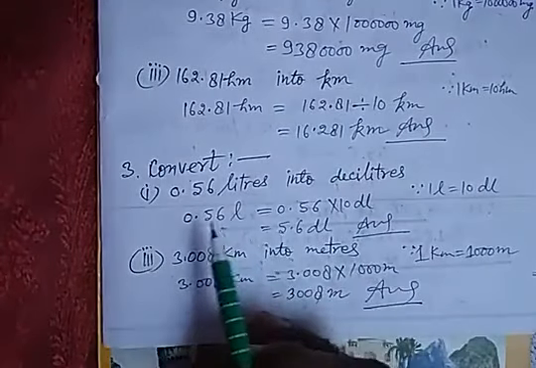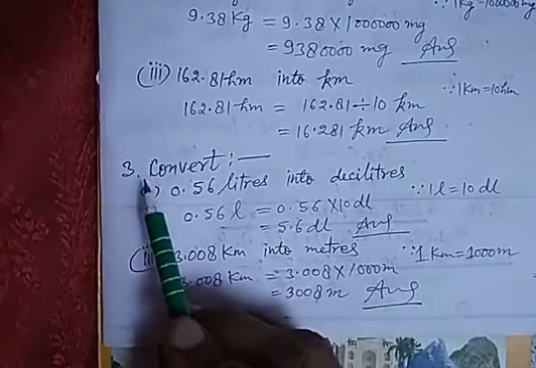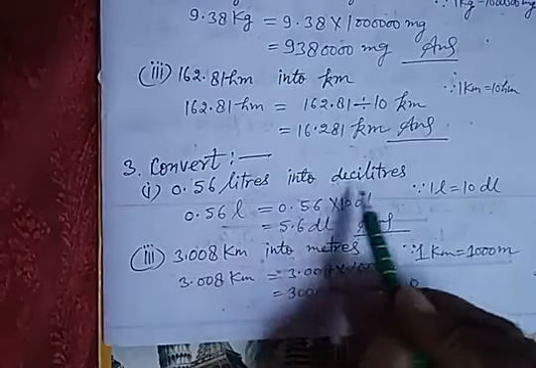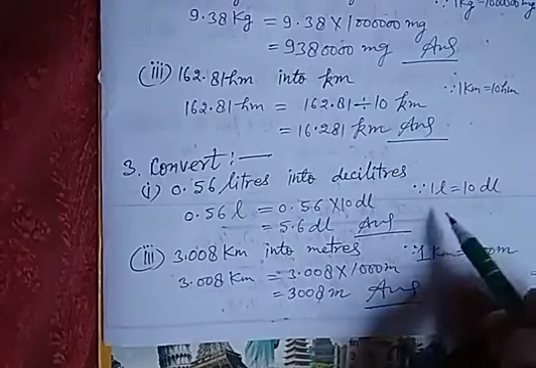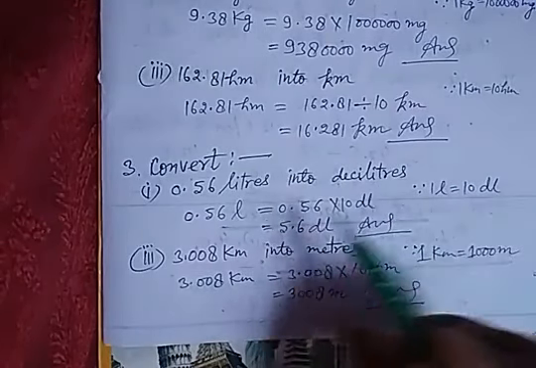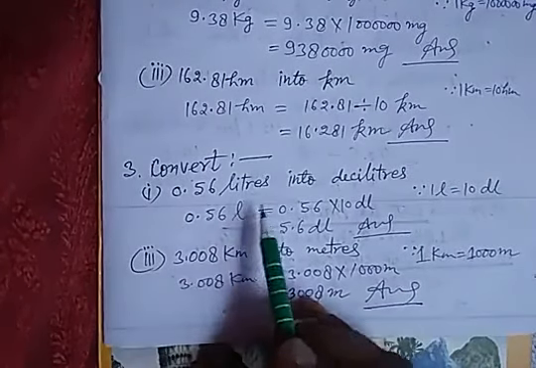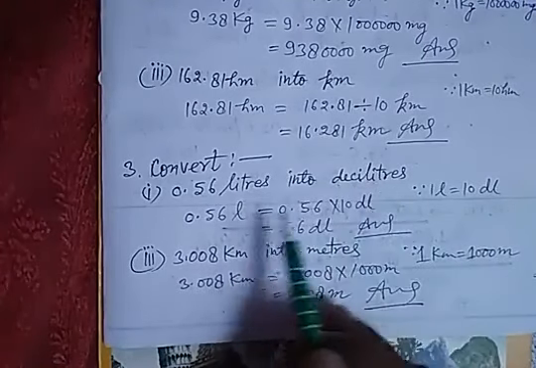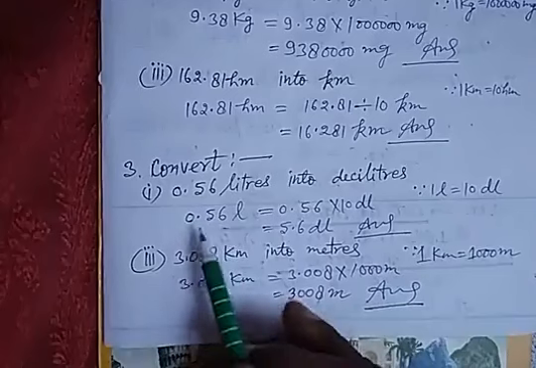Now third question, first part is convert 0.56 liter into deciliter. Since 1 liter is equal to 10 deciliter, in this question we have to convert larger unit into smaller unit, so we have to multiply it by 10.